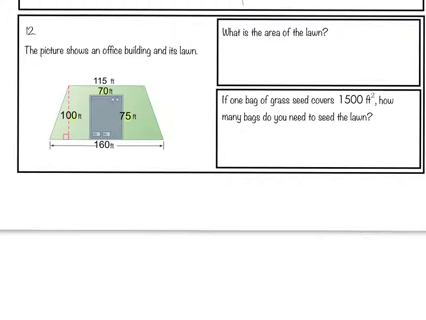All right, question 12. The picture shows an office building and its lawn. And the first question is, what is the area of the lawn? Well, I just want that green area right there. So let's figure out first here what I want to actually figure out. So I need to figure out the trapezoid. So 1/2, the height times base 1 plus base 2. But then I essentially want to subtract the office, which would be base times height.